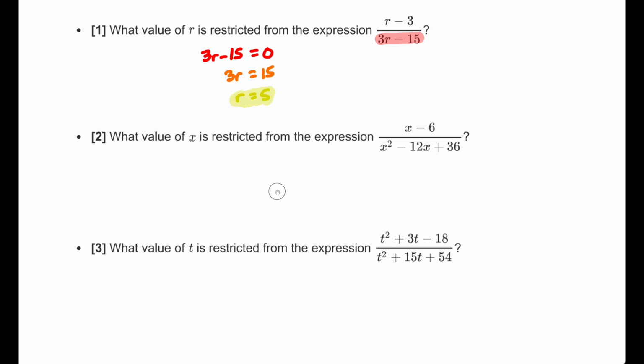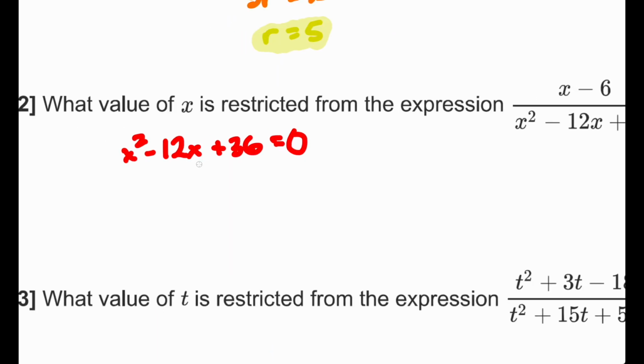We're going to do the same thing with number 2. It says what value of x is restricted from this expression? So that whole thing right there, again, what we're going to do is just take that denominator and set it equal to 0, because you cannot divide by 0. Since you cannot divide by 0, that would help you find that restricted value. So set it equal to 0. Now this one actually factors nicely. It is a quadratic, so a lot of the times you'll notice that these actually do factor pretty nicely. So this is going to be x minus 6 quantity squared equals 0. Now if you wanted to, we talked about this in the last video, you can use quadratic formula to solve these if you want. Completely okay to do that.